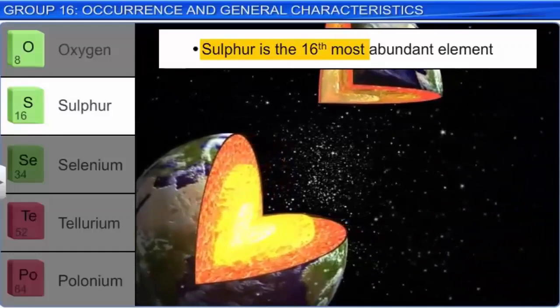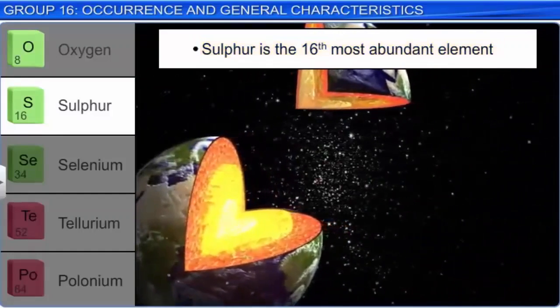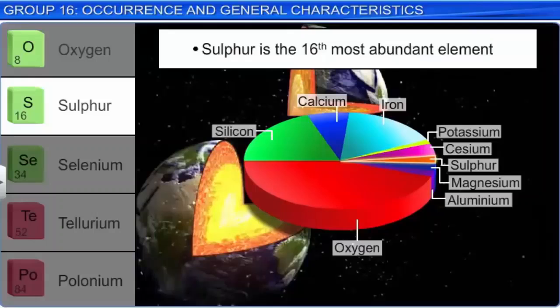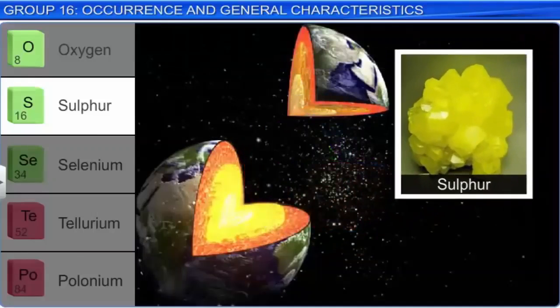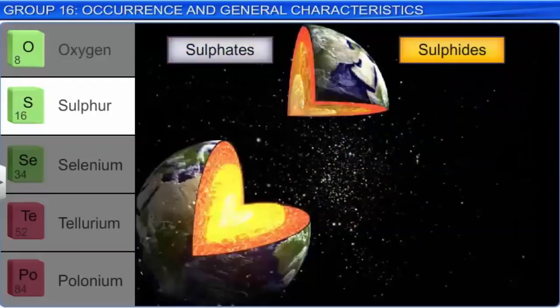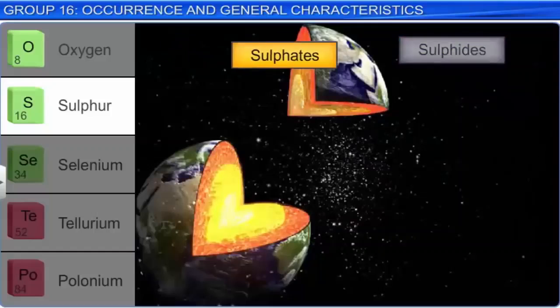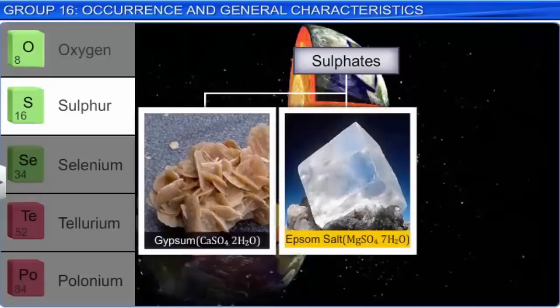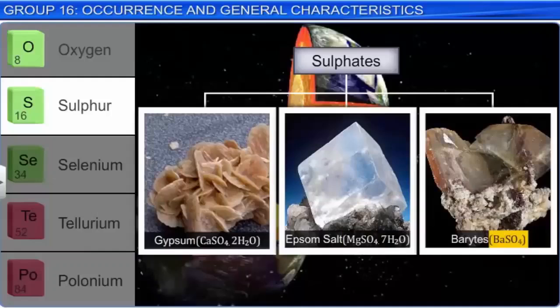Sulfur is the 16th most abundant element and constitutes about 0.034% by weight of the Earth's crust. In its combined form, sulfur is found in ores in the form of sulfates and sulfides. Sulfates include gypsum, CaSO4, 2H2O, Epsom salt, MgSO4, 7H2O, and barite, BaSO4.